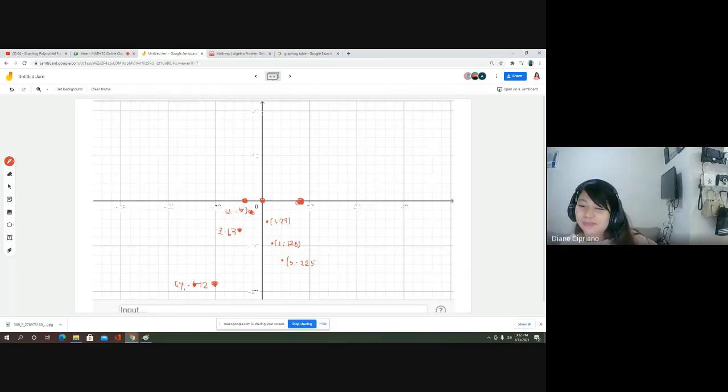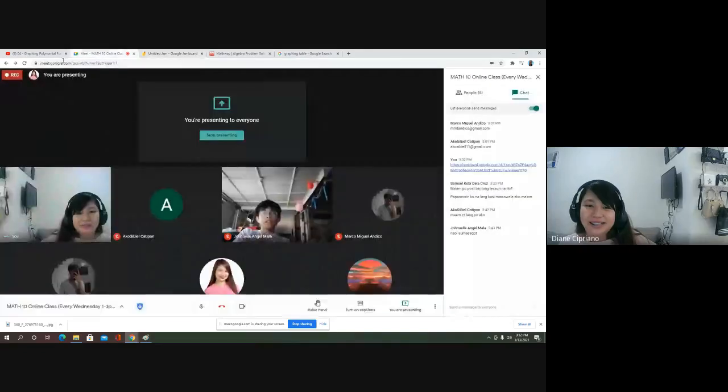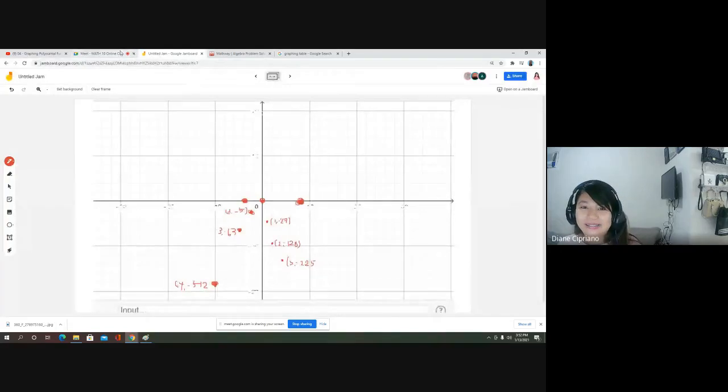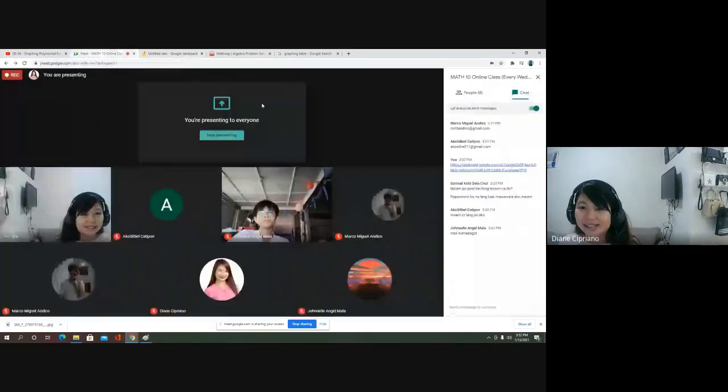So, pag pinlot natin yan, pakita ko sa inyo yung tamang plotting. Wait lang. Yan, basta ganyan, 'di ba? Pangit lang yung pagkaka-graph natin. Pero pag in actual or in accurate graphing, magiging ganito yung itsura niya. Wait. Makikita ko lang sa inyo kung paano nyo mag-graph yung x and y.